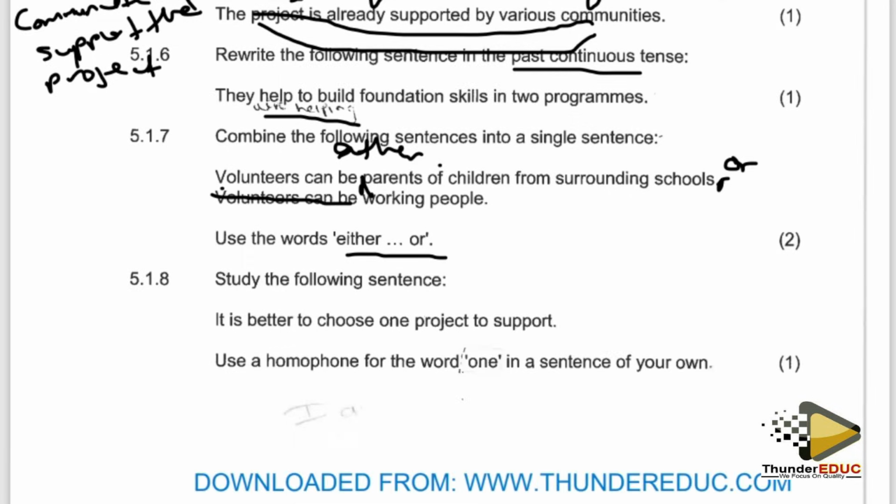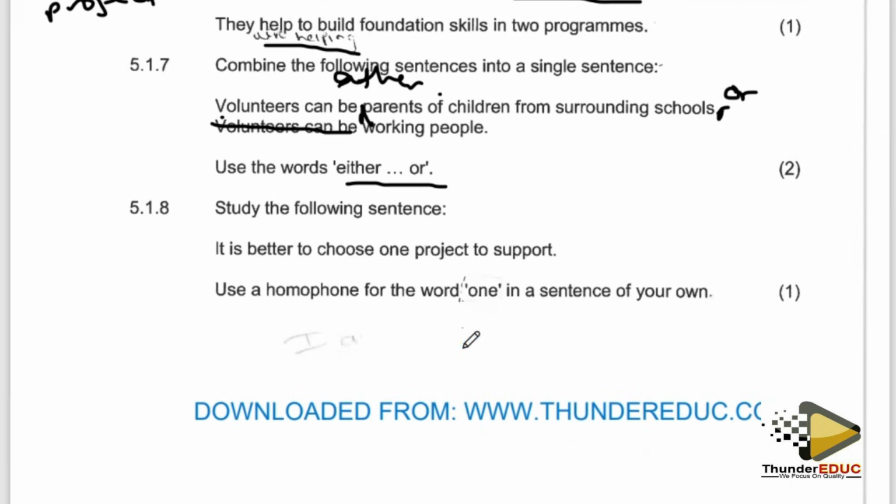It is better to choose one project to support. Use a homophone for the word one in a sentence of your own. Right. Use a homophone for the word one in a sentence of your own. Right. The homophone for one that I have in mind is this one. This is one. Right. So you have to just create your own sentence.